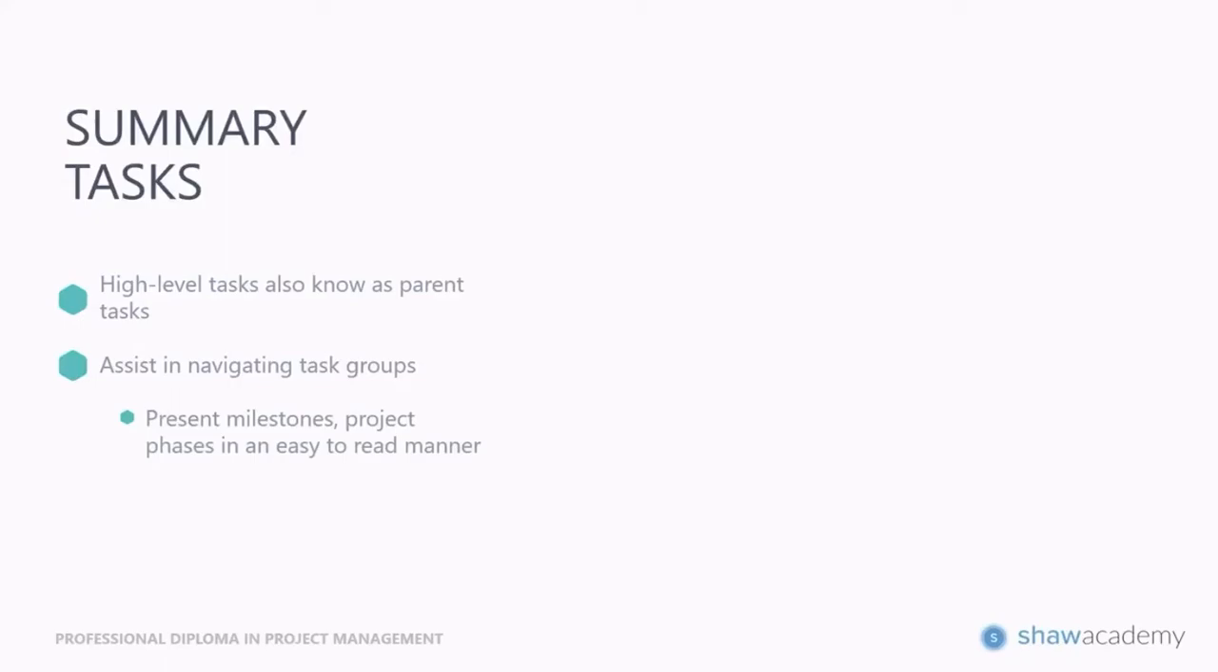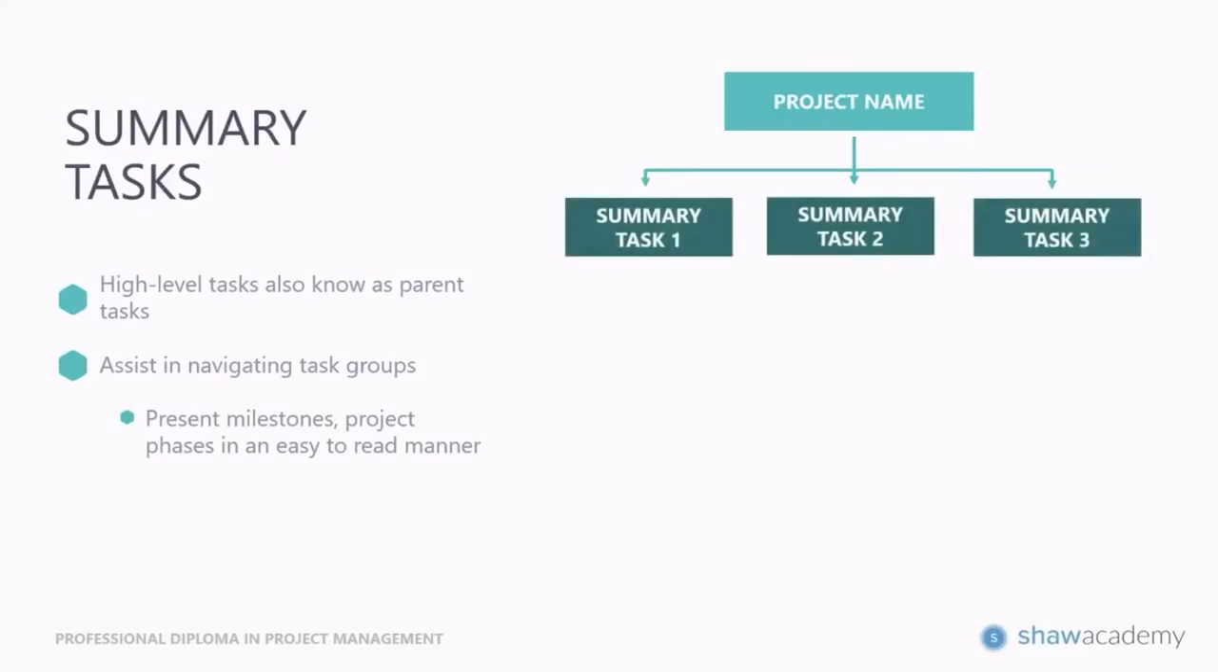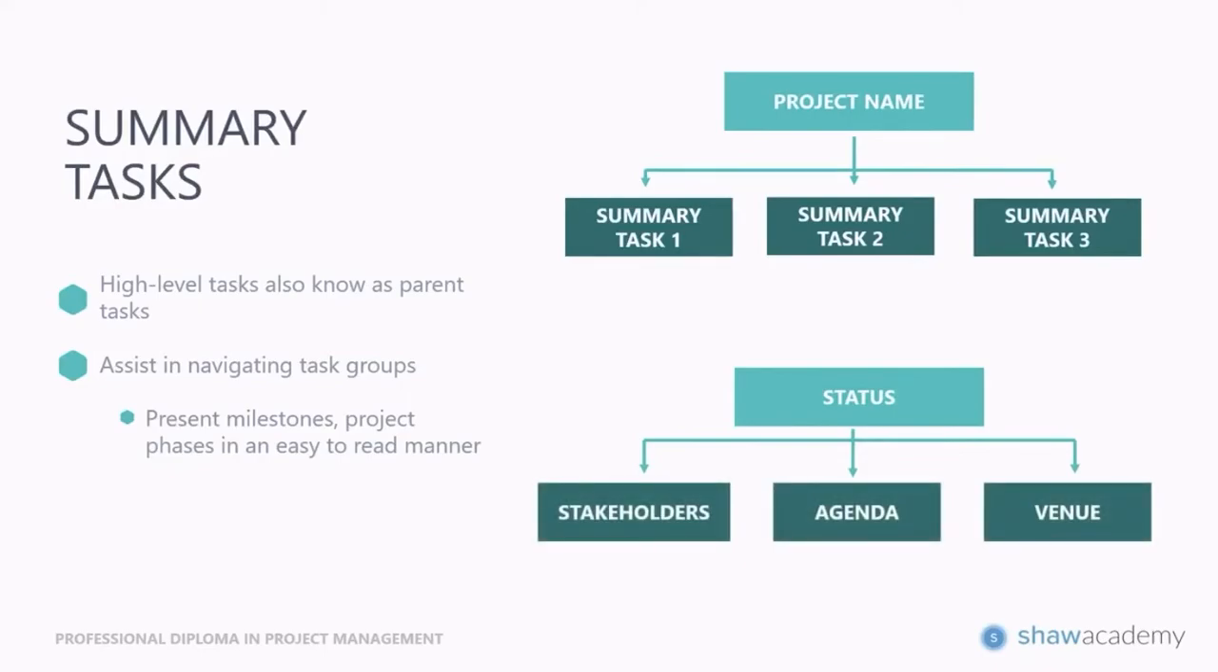For the purposes of breaking down work breakdown structures, I will be using the scenario of planning a business meeting. On a generic work breakdown structure, you'd start off with your project name, and then we can break that down into 3 different summary tasks. Now for the purposes of this lesson, we are going to run through planning a business meeting. So we'll start off here by going status meeting, and then break that down into 3 summary tasks. The first being the stakeholders, agenda, and venue. So identifying stakeholders, deciding what the meeting is going to entail, and where you're going to have the meeting.